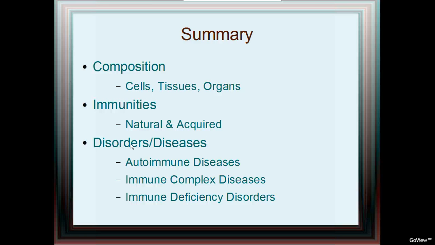And then disorders and diseases: there are the autoimmune diseases, like multiple sclerosis and rheumatoid arthritis, the immune complex diseases, commonly found with malaria and hepatitis, and then, like I said earlier, by far the worst type of disorder or disease that can affect the human body is immune deficiency disorder, and things like AIDS really tear apart the body.